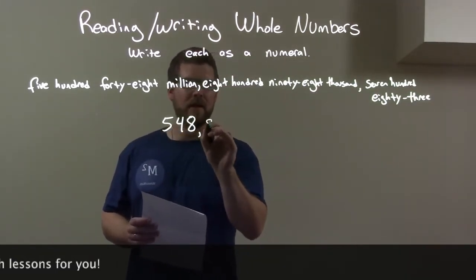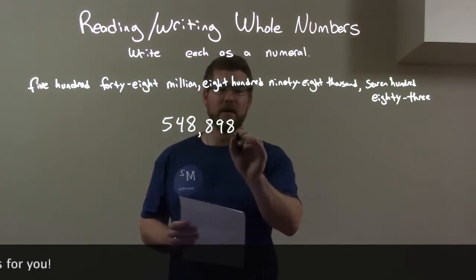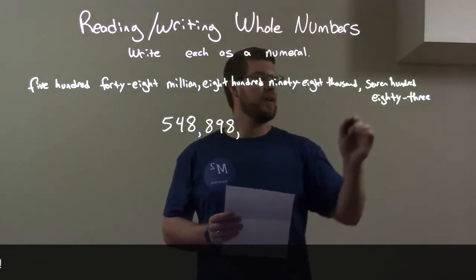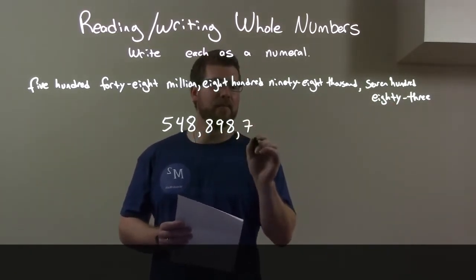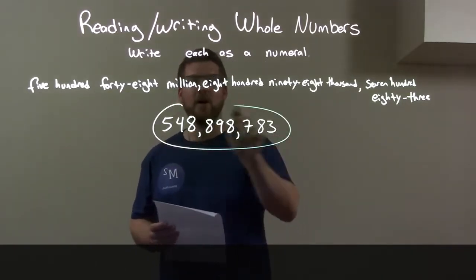898,000. So we have the 800,000, 98,000 right here, and that means there are going to be three more zeros afterwards. So we have 783: 700 in the hundreds place, and they have 83. And there we have our answer.